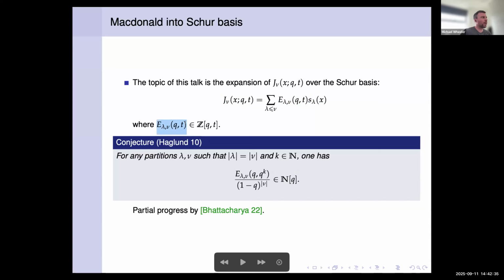So one motivation for looking at these coefficients is they're the subject of a relatively famous conjecture, also by Haglund from 2010, which says that if I fix two partitions, so I look at a particular coefficient in this family, and I set the t parameter that appears in the Macdonald polynomial equal to a power of q, and it can be any power of q, so I can choose any natural number here, then what Haglund conjectured is if you take that object and divide by an explicit factor of 1 minus q, this is actually a polynomial in q with positive coefficients. So it's a positive polynomial.